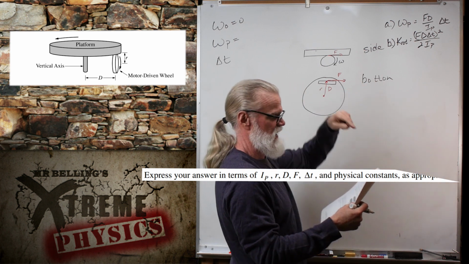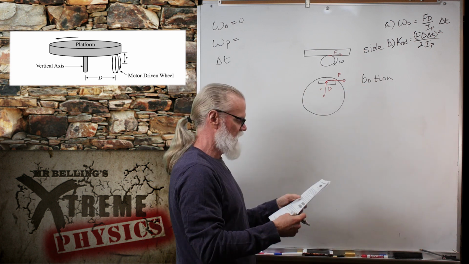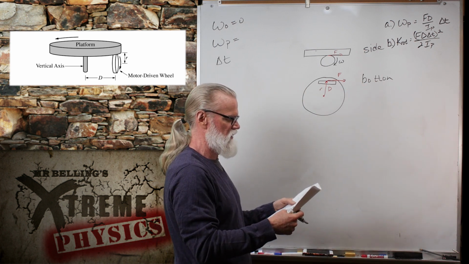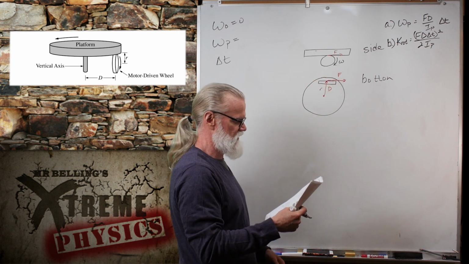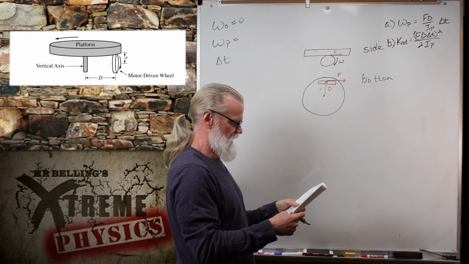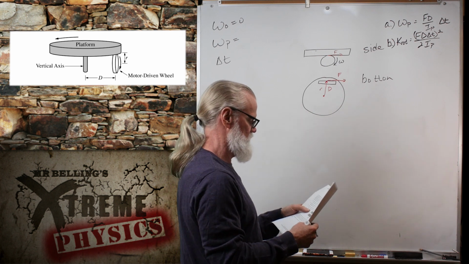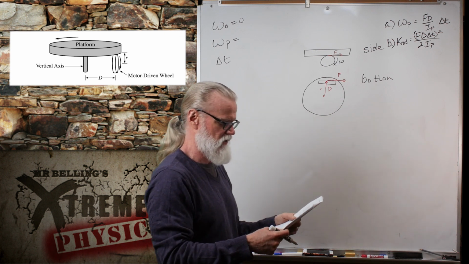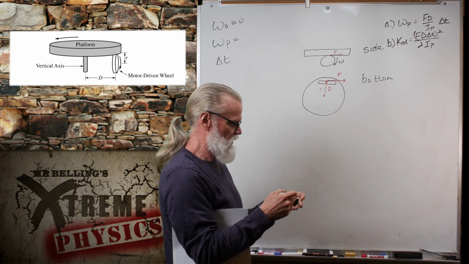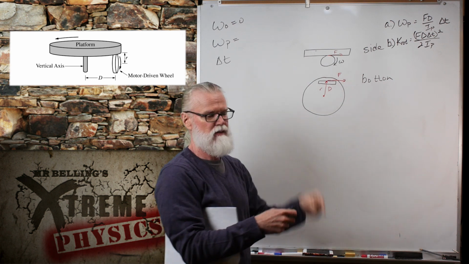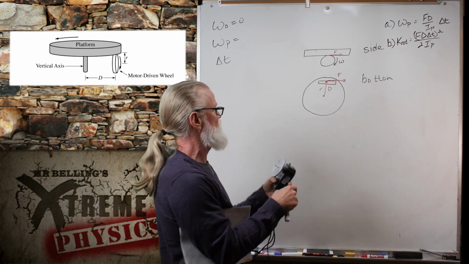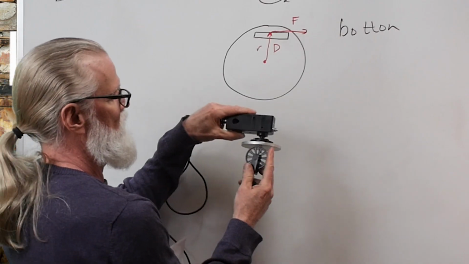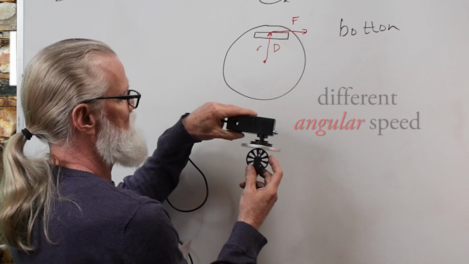All right. Derive an expression for the angular speed of the wheel when the platform has reached the angular speed omega p. Express your answers in terms of d, r, omega p, and physical constants. Now, one thing we have to realize: what is the same between these two? Their angular speeds are not.